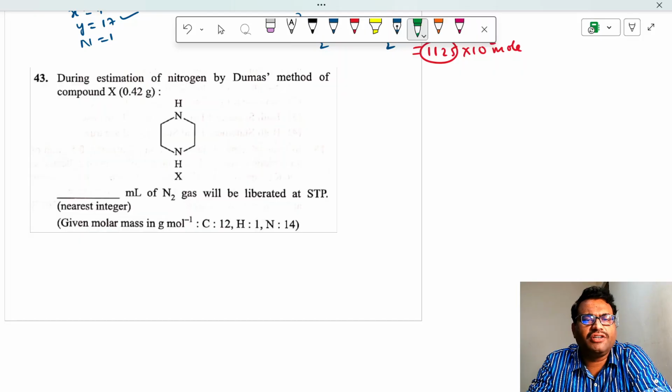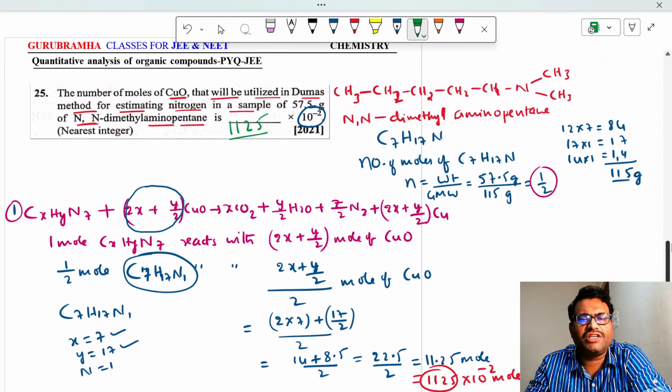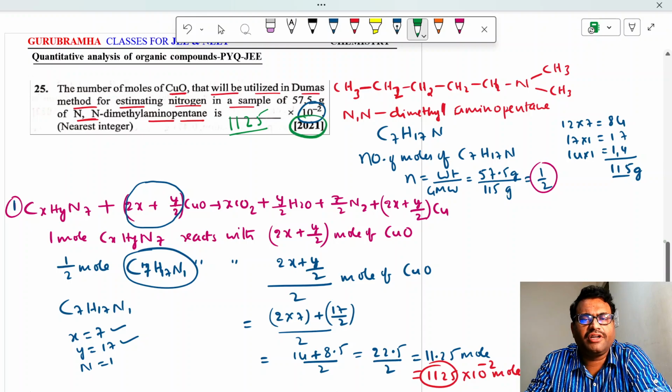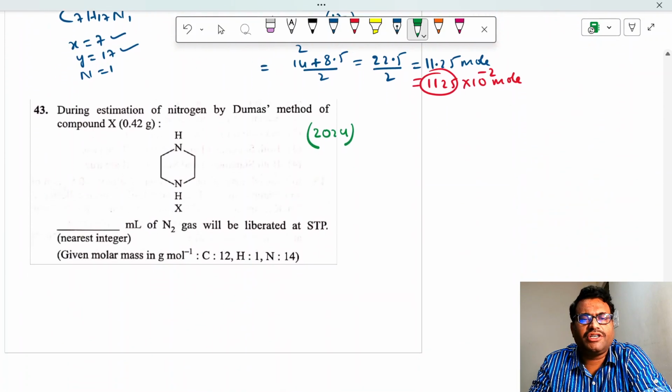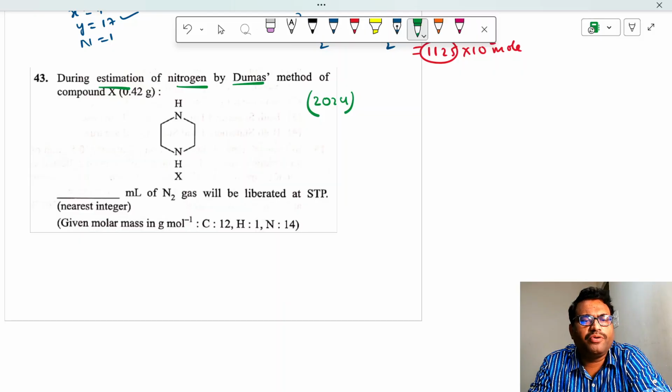This is asked in 2024. During the estimation of... the previous question was asked in 2021. Okay, this question, let us see. During the estimation of nitrogen by Dumas method of compound X, what is given?